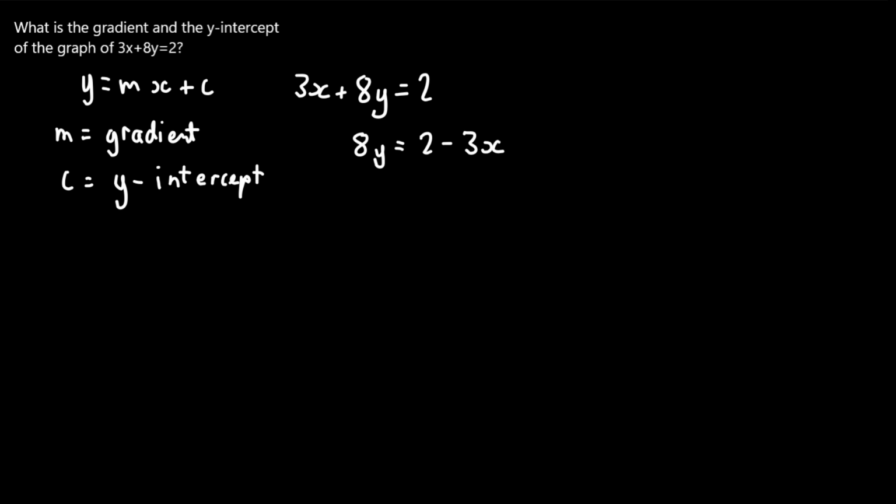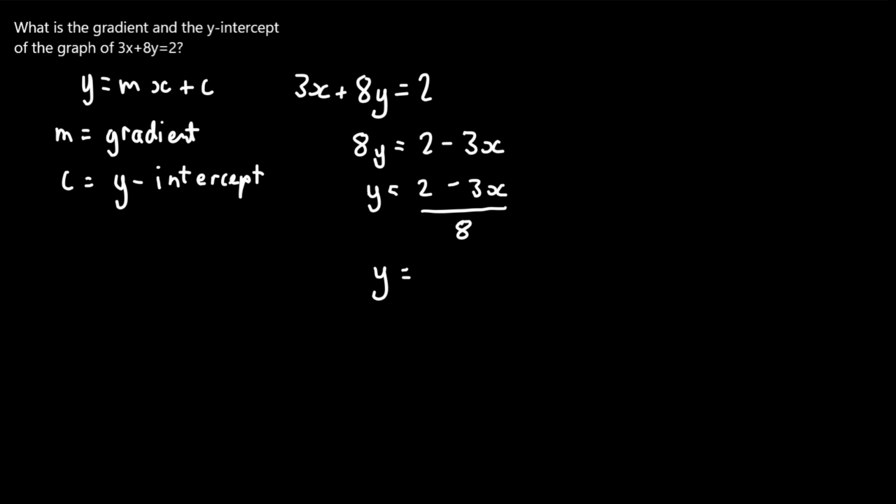Now we've almost got the y by itself. It's just got an 8 getting multiplied by it. So if we divide both sides by 8, we will have the y on its own, all over 8. There we go. Now this doesn't really look like y equals mx plus c. So let's rearrange this a bit further.